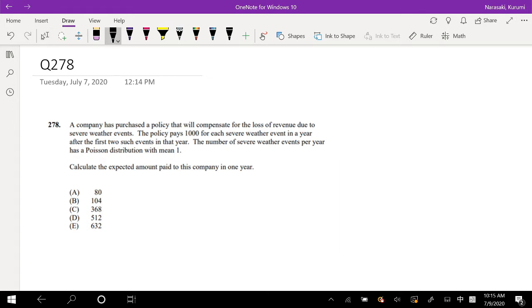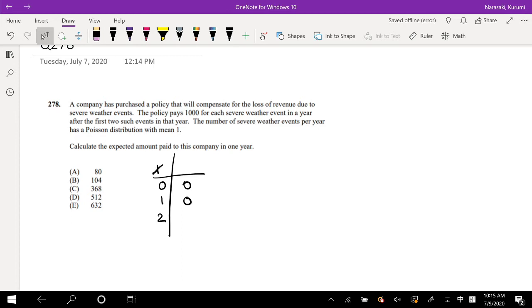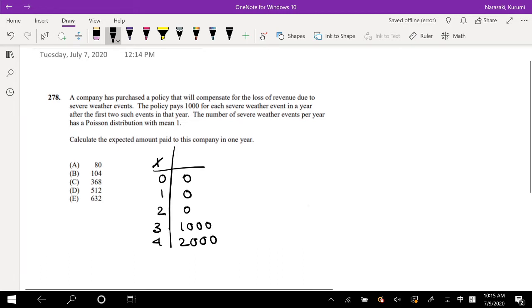Okay, so then we know that when there is 0 severe weather, the expected amount paid to the company is just 0. When there's 1, it's also 0. When it's 2, it's also 0. And then on the third one, that's when they start paying 1,000. And the fourth one, they'll pay 2,000, and so on, right? And we know that the probability is a Poisson distribution with the mean equal to 1, and we're looking for the expected amount paid to this company in 1 year.